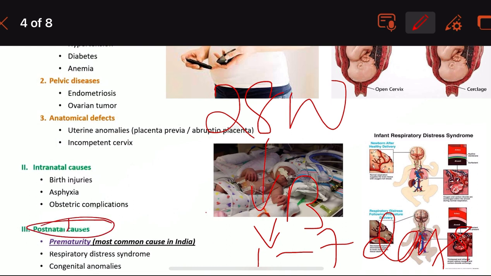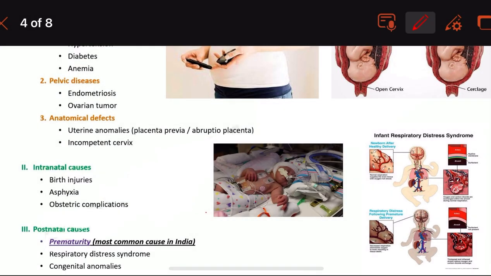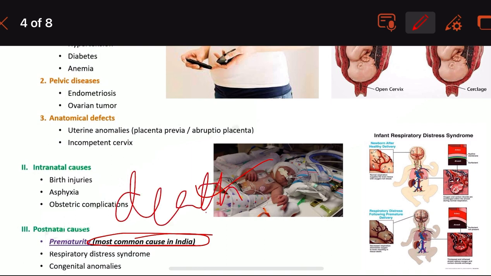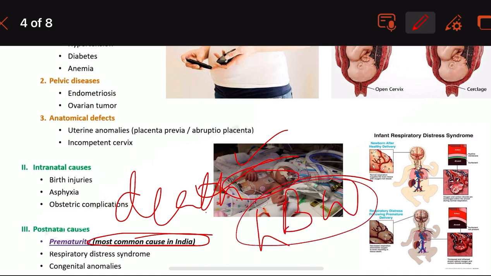The postnatal causes include prematurity, the premature baby. You can see the premature baby here. The premature baby is the most common cause of neonatal deaths in India: the low birth weight babies who are born prematurely and weigh very little. They are the most common cause of death.